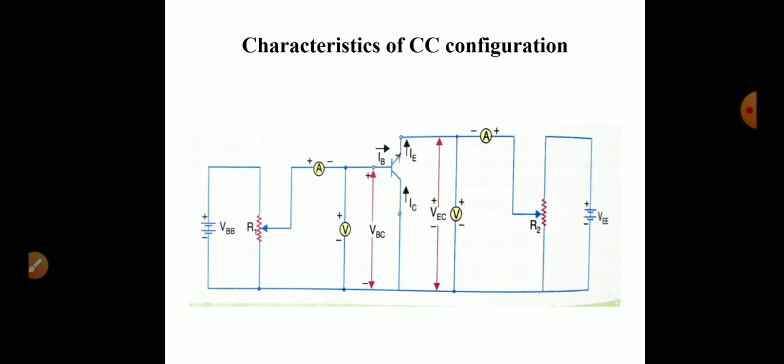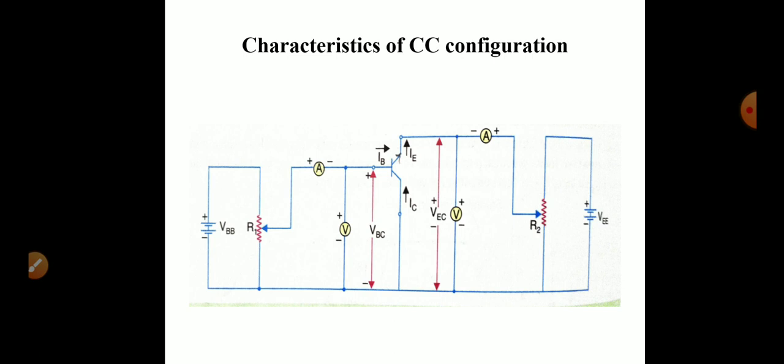That means the current gain is defined as the ratio of change in output current to change in input current. Next one is the characteristics of common collector configuration. In common collector configuration, the collector terminal is taken as common to both input and output terminals. Input is given across base and collector terminals and output is taken from the emitter and collector terminals.